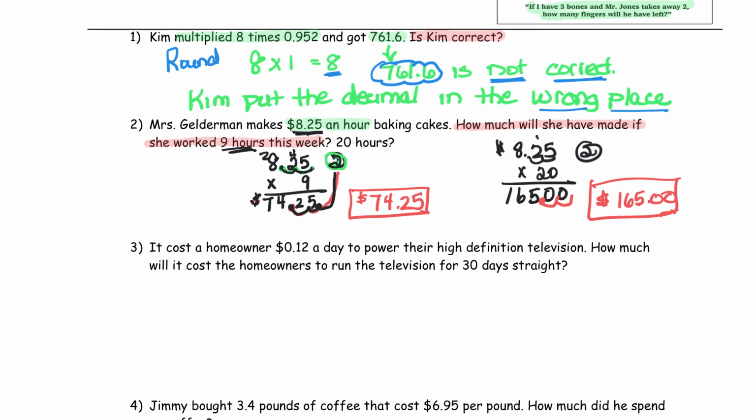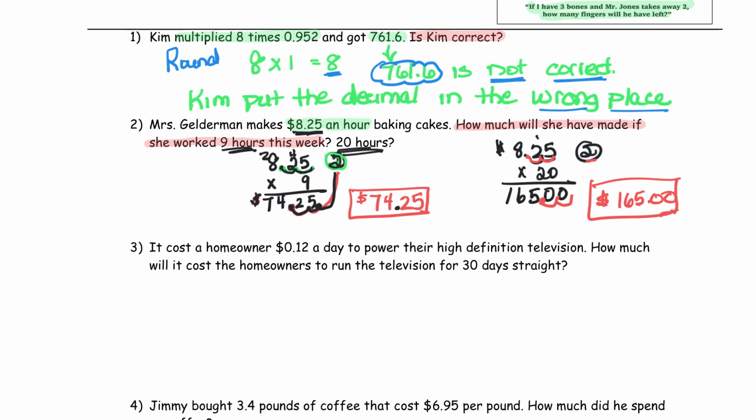Now it's money, so you definitely always want to remember you should have your dollar sign. So if she works 9 hours, she will make $74.25. For the second part, it's asking how much will she make for 20 hours. Same thing, $8.25 times 20. What happens here now, there are how many places to the right of the decimal? 1, 2, so there's a total of 2.